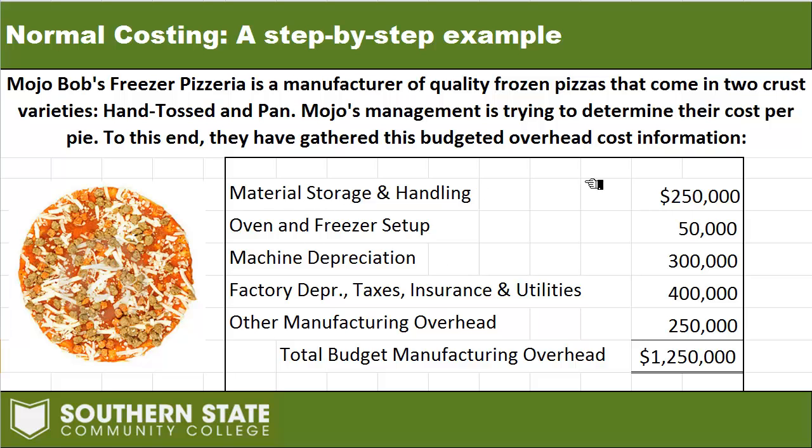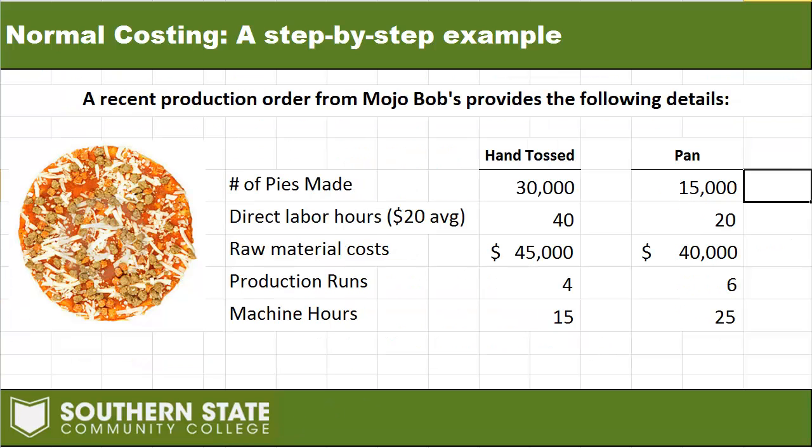They've got material storage and handling. They've got oven and freezer setup. They've got the depreciation on their machinery. They've got the factory building: depreciation, taxes, insurance, utilities, that kind of thing. And then a potpourri catch-all called other manufacturing overhead. You add all that together, and they've got a total budget for overhead of $1.25 million. A few more details: they've had a recent production order for the 2 categories, hand-tossed and pan, and they need to make 30,000 hand-tossed and 15,000 pan. So you see the direct labor hours it's going to take to do that, the material cost involved, the number of production runs they have to make, and the number of machine hours involved.